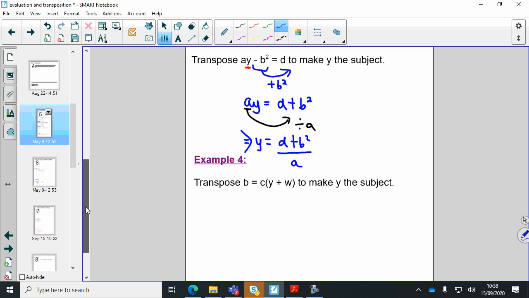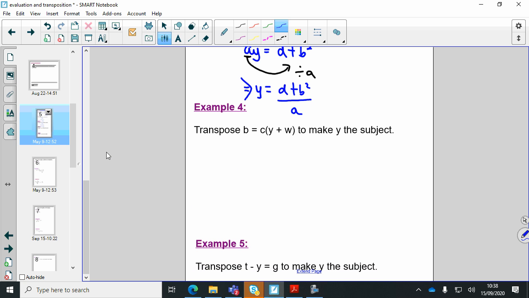Okay, example 4. Transpose b equals c bracket times by y plus w close bracket. Okay, when you've got a bracket like this and the subject is inside the bracket, I recommend that the best thing to do first is to actually multiply the bracket out. Okay, so the c multiplies both the y and the w. So that's what we need to do first. That is before we have done any transposition. Okay, so it's just a kind of pre-step.